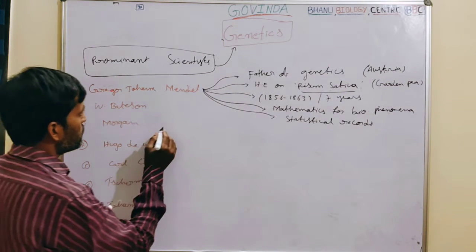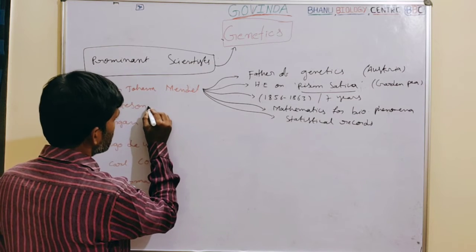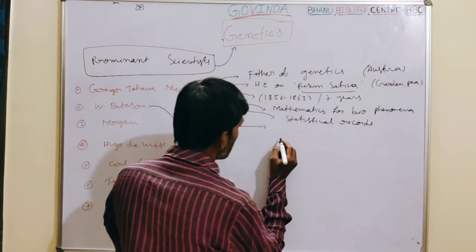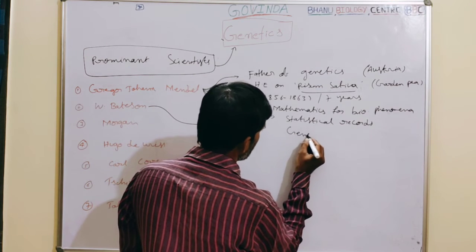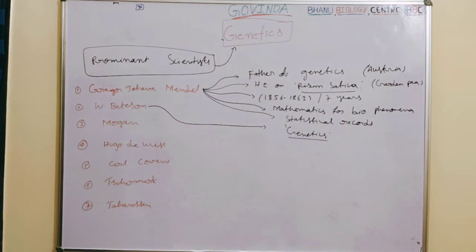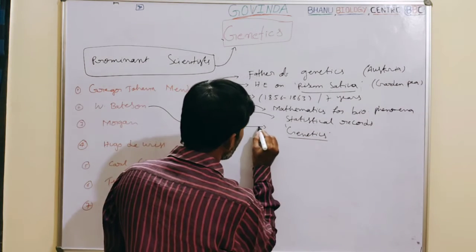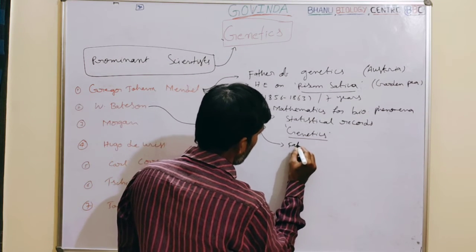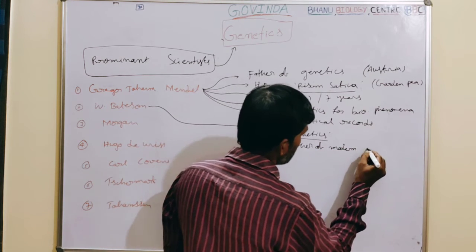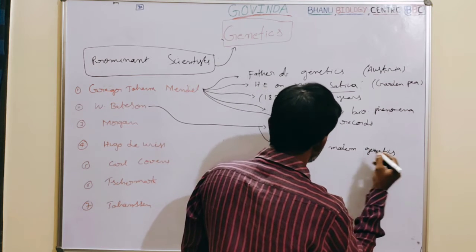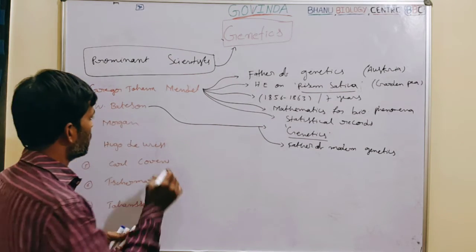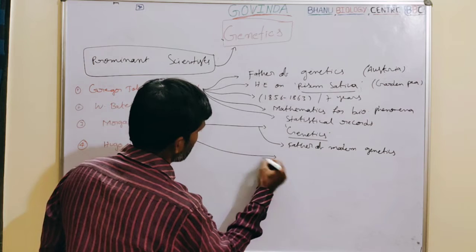Next, we come to Bateson. Bateson gave the term genetics, right? The word genetics was given by Bateson. He was regarded as the father of modern genetics. Who was the father of modern genetics? W. Bateson.